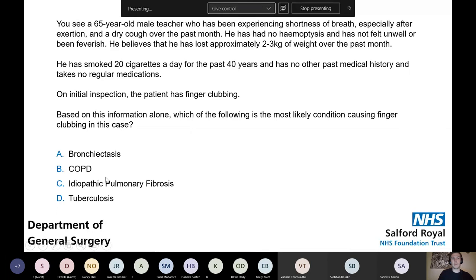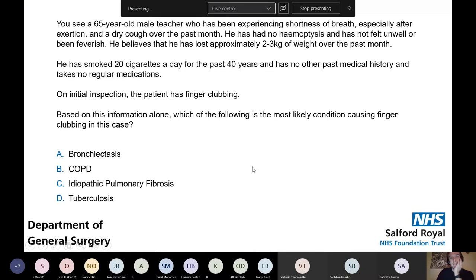COPD, there's loads going in favor of COPD here. So he's short of breath, particularly after exertion, with a dry cough. It can be dry most of the time, with productive phases when you have an infective exacerbation. There's no evidence of fever, and that could fit with a dry cough as well. This could be a guy that's developing COPD, losing weight. Late stage COPD, you can lose weight, and he's got a smoking history, so that all fits.